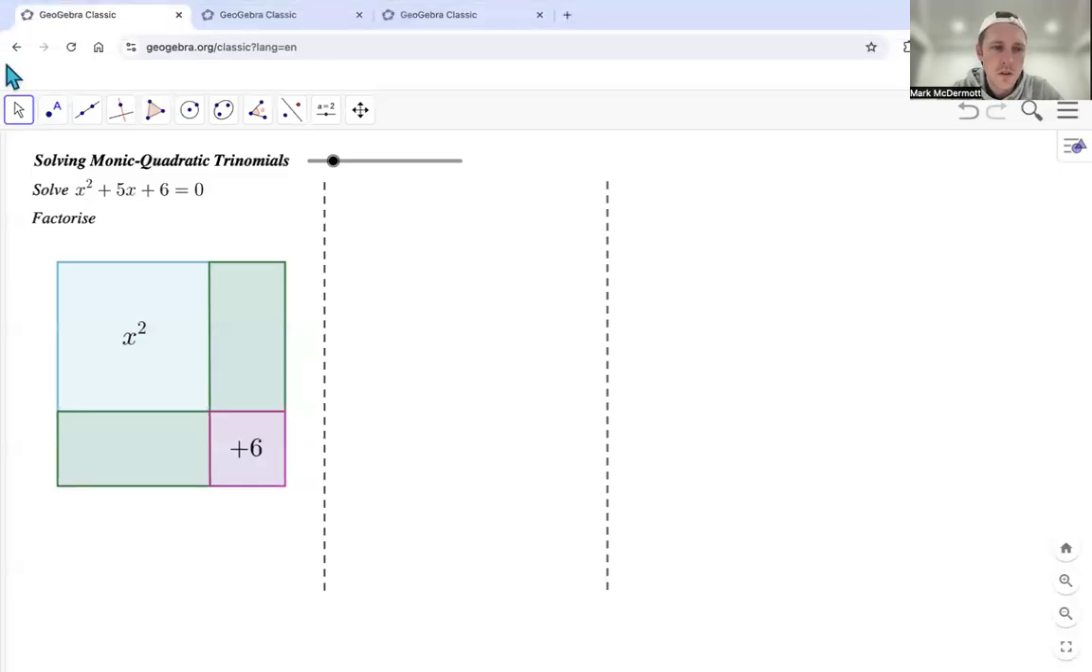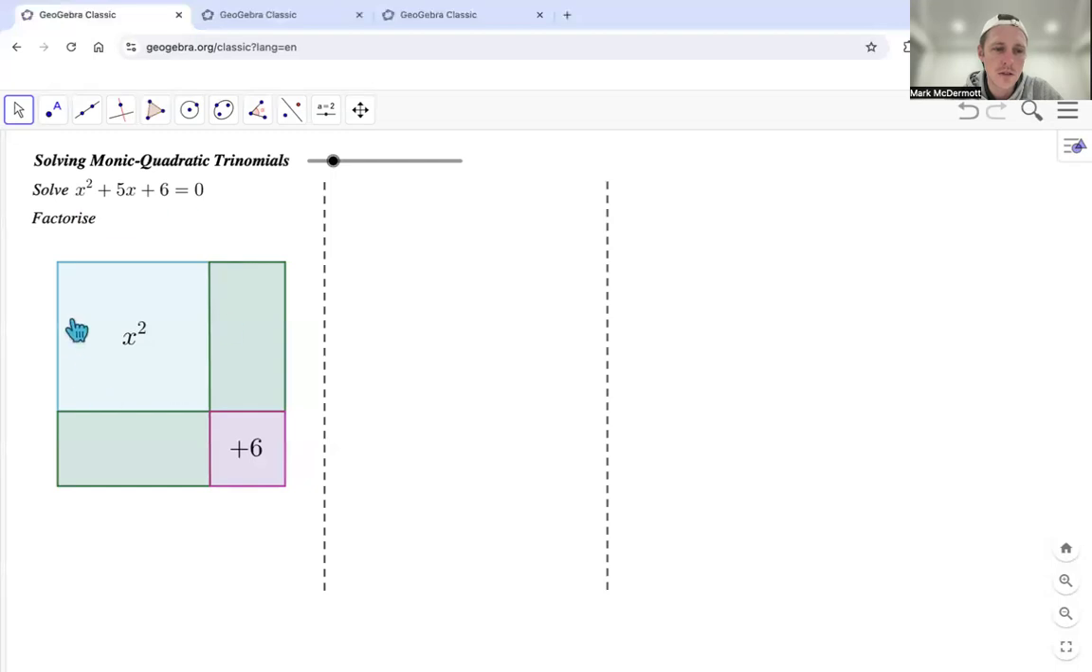So we're going to look at what's called solving monic quadratic trinomials. Basically, you've got some quadratic and you want to know what values of x you could put in to solve it. For example, if we look at this one, x squared plus 5x plus 6. Let's just talk about this word here, monic. Monic just means the coefficient of x squared is 1. Quadratic means the highest power is 2. And trinomial means that there's 3 terms, 1, 2, 3.